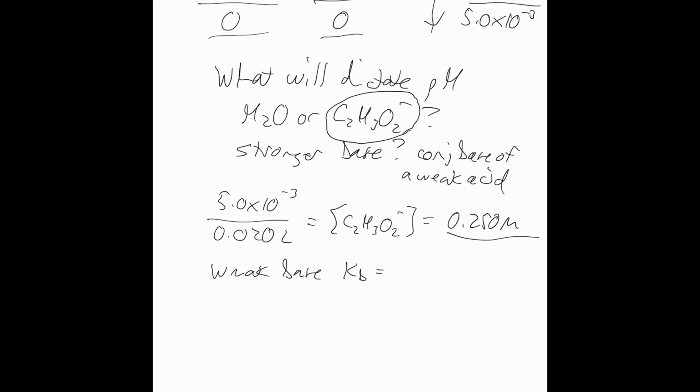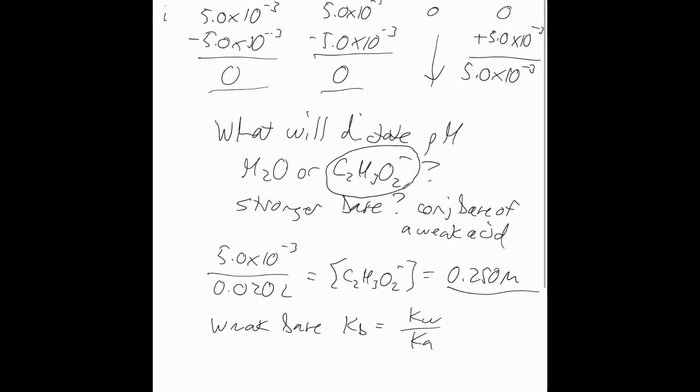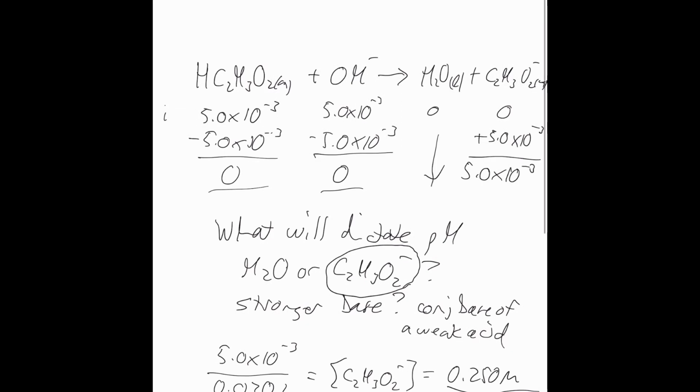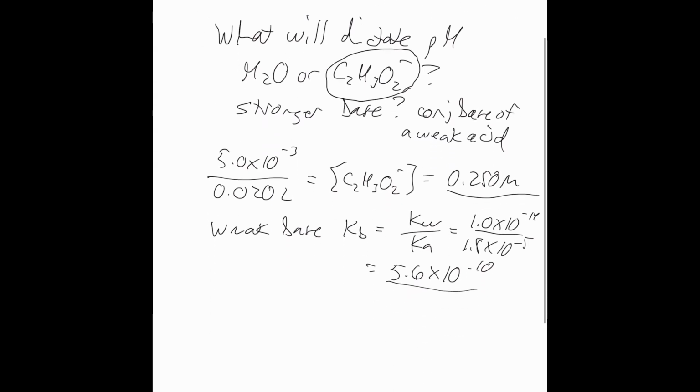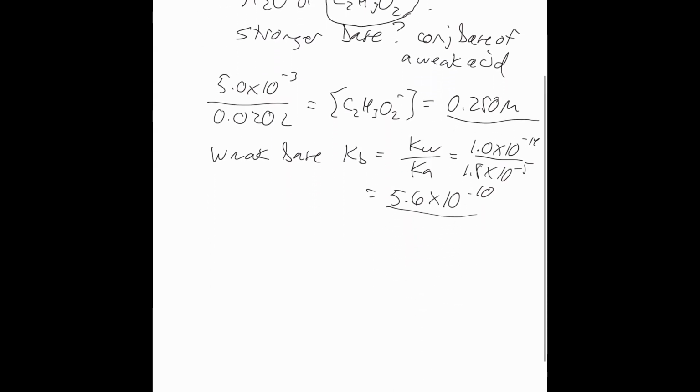So the Kb is equal to Kw divided by Ka, right? Because this is the Ka of acetic acid, and then we want to figure out the Kb of acetate. So that's 1 times 10 to the minus 14 divided by 1.8 times 10 to the minus 5, which is 5.6 to 2 significant digits times 10 to the minus 10th. That's our Kb.